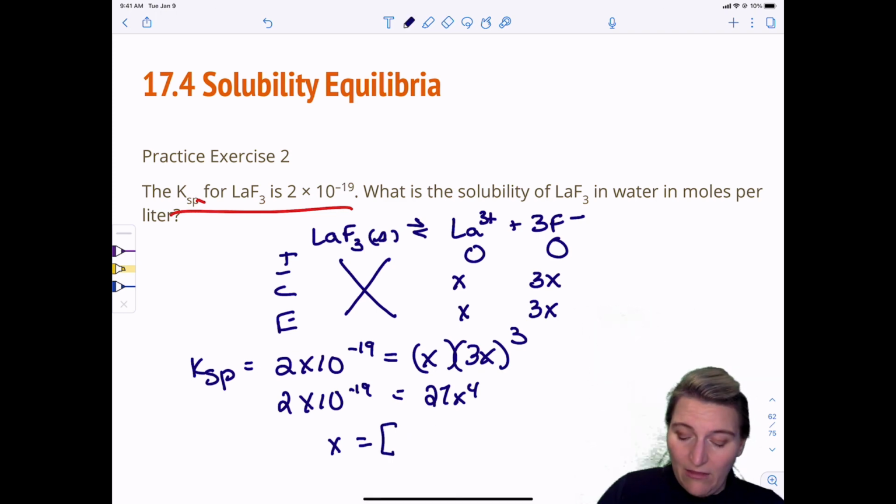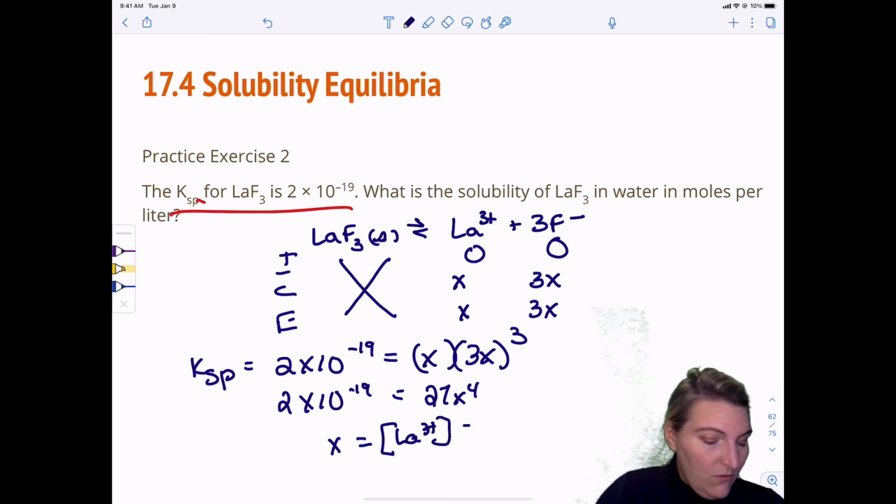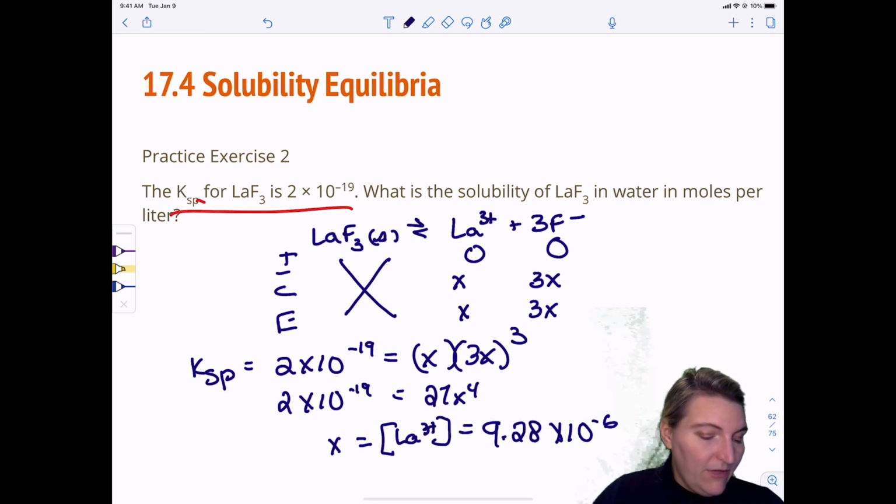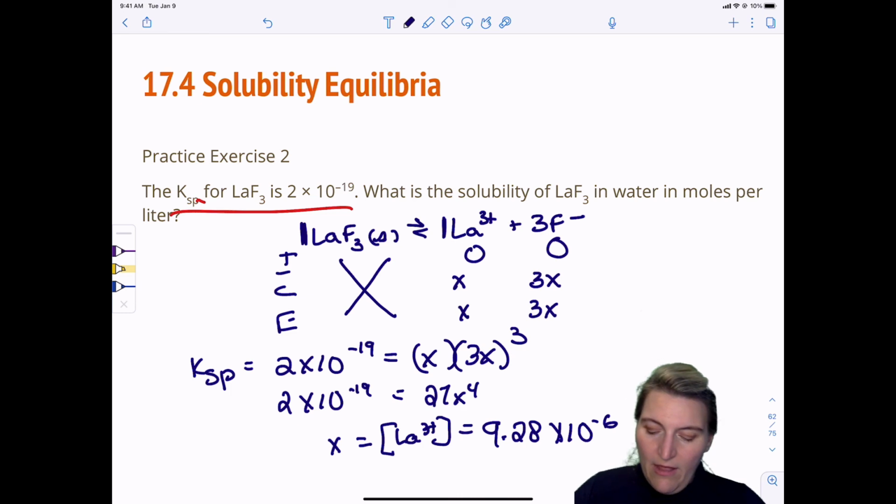concentration of the La, lanthanum 3+, would be 9.28 times 10 to the negative 6. And because the lanthanum ion has the same concentration as the lanthanum fluoride, this can also be thought of as the molar solubility of LaF3, would be 9.28 times 10 to the negative 6 molarity.